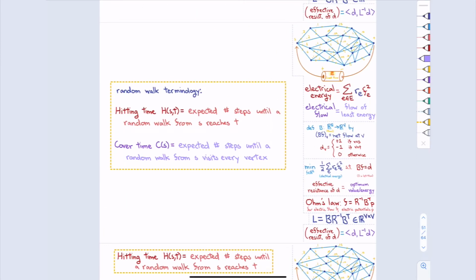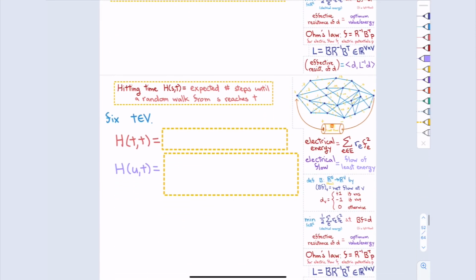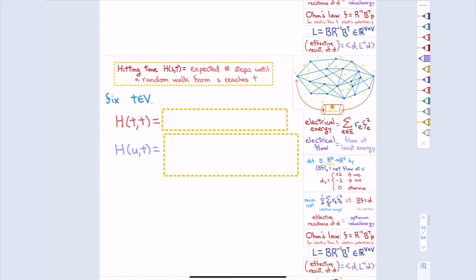So my goal now is to try to prove that theorem that the cover time is at most m times n. Okay, and then somewhere along the way, these electrical networks and all these fun facts are going to come into play. Okay. All right, so let's fix some T and V. And what I kind of want to study is what is the hitting time from U to T for various values of U.